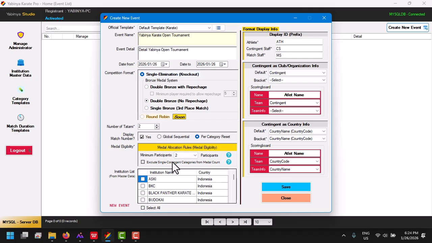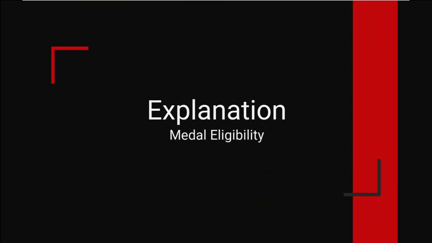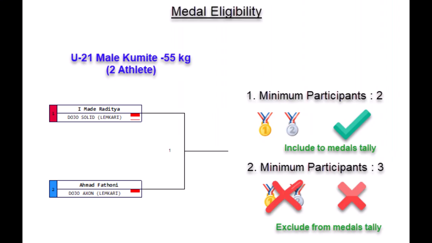For medal eligibility, set the minimum number of participants to 2 participants, or 3 for example. This illustration explains how the number of participants in a specific category determines whether the medals won will be officially counted toward the overall medal tally or excluded.